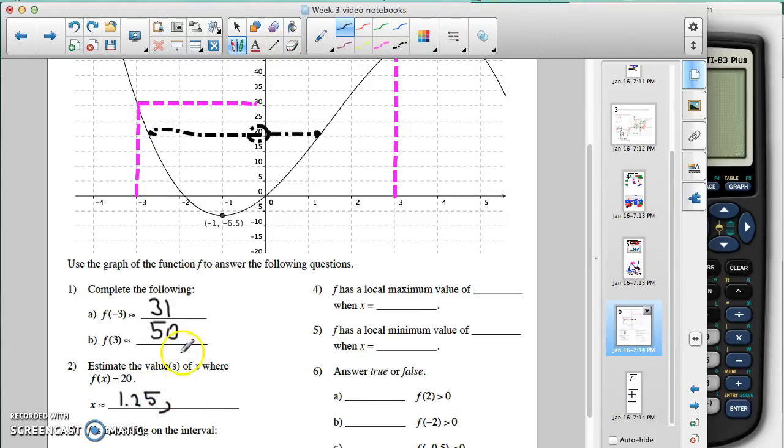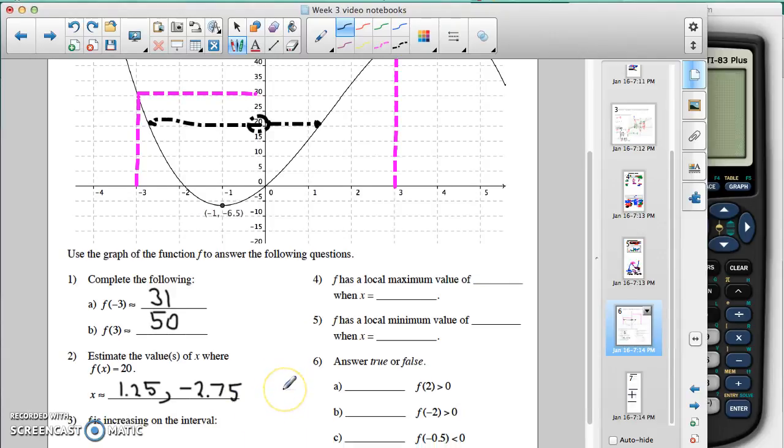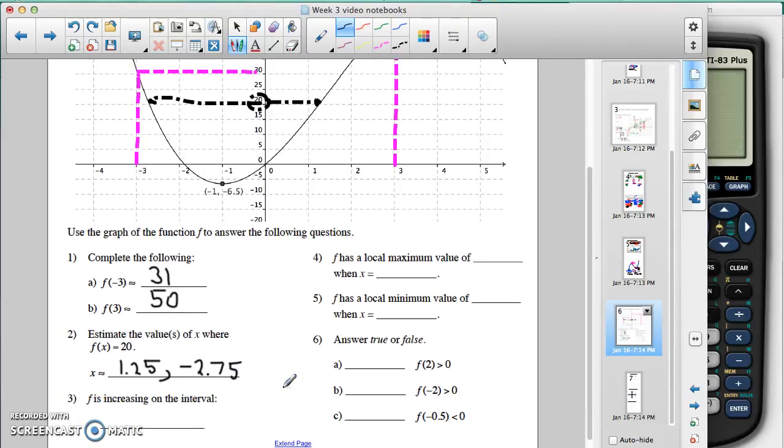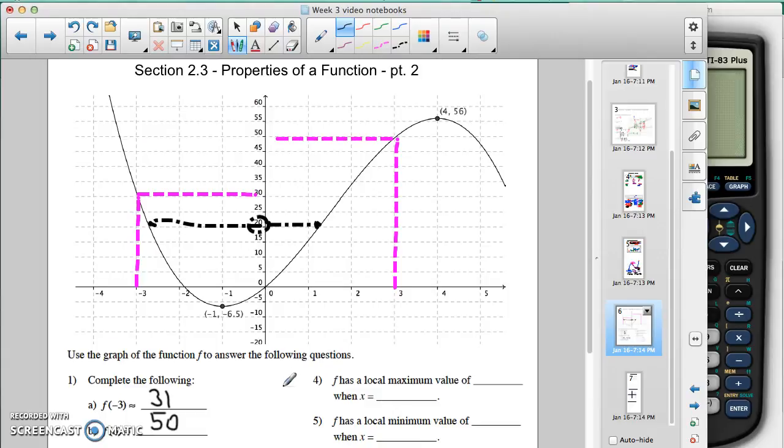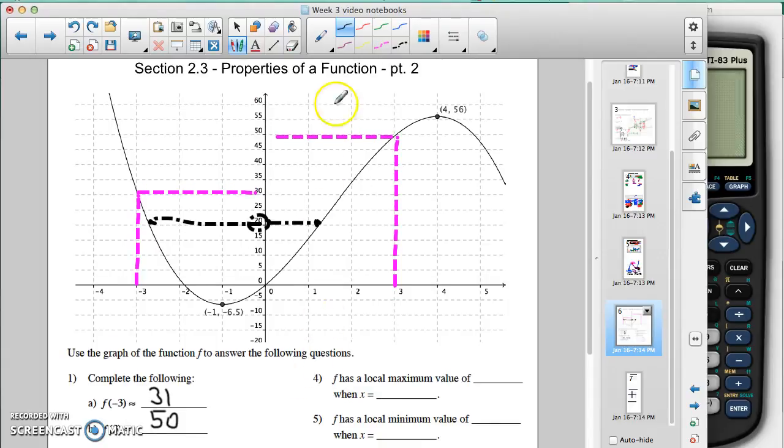I'm also going to say it's going to be back here at about -2.75. These are approximations, so somewhere in that area is going to be our solution. Now it's increasing, so we want to look at where it's going up. And it is going up from this point right here. It's going up until we get to this point.